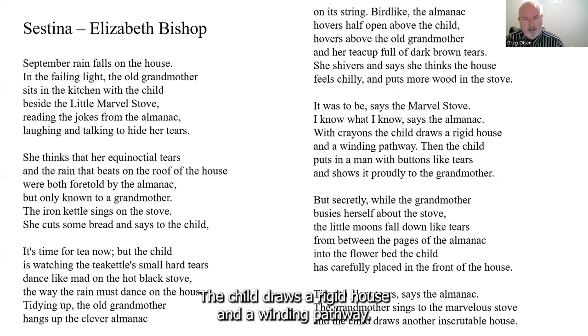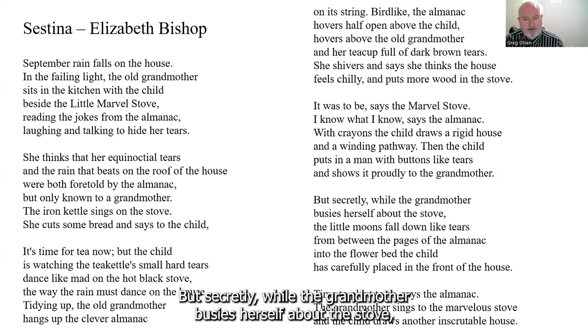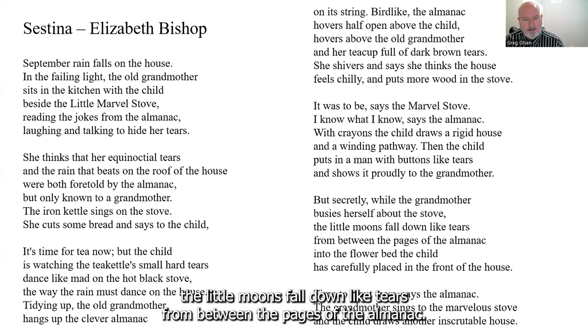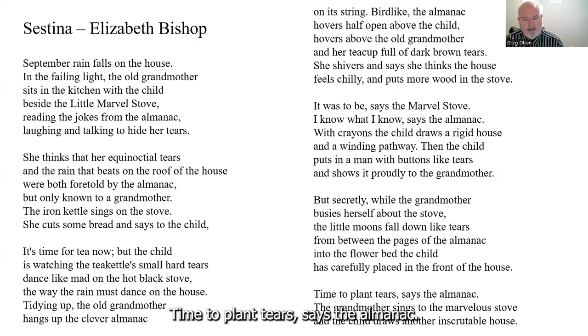With crayons the child draws a rigid house and a winding pathway. Then the child puts in a man with buttons like tears and shows it proudly to the grandmother. But secretly, while the grandmother busies herself about the stove, the little moons fall down like tears from between the pages of the almanac into the flower bed the child has carefully placed in front of the house. "Time to plant tears," says the almanac. The grandmother sings to the marvelous stove and the child draws another inscrutable house.